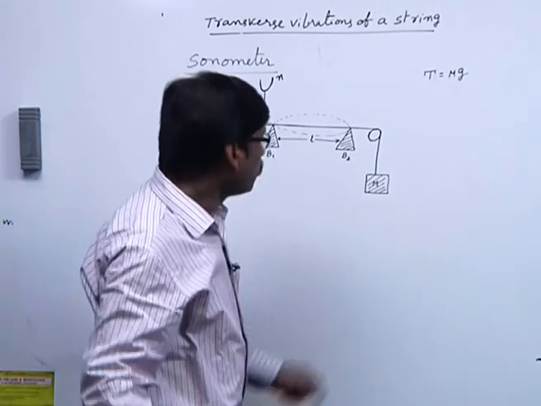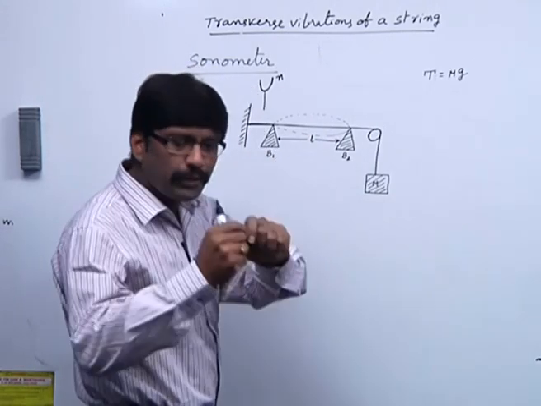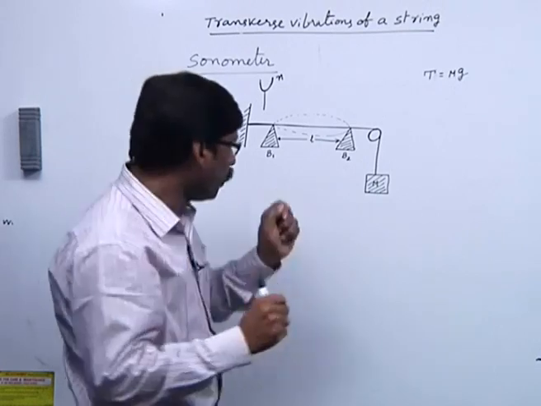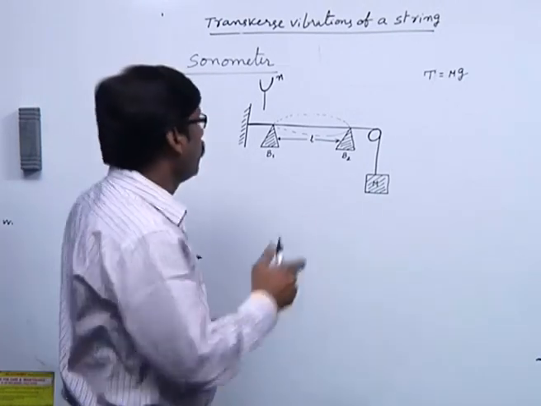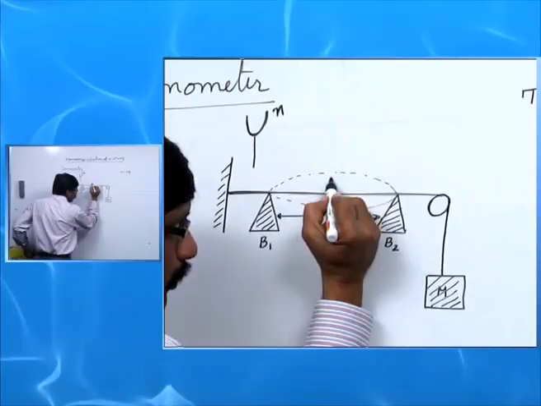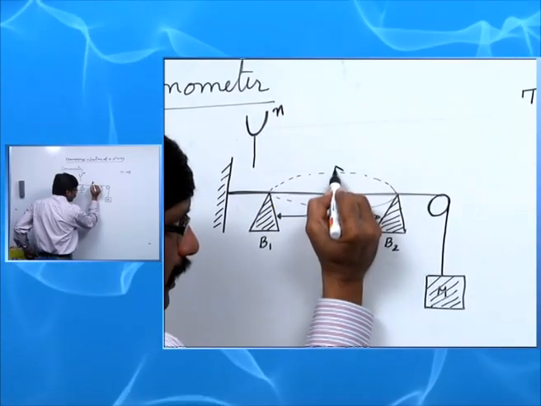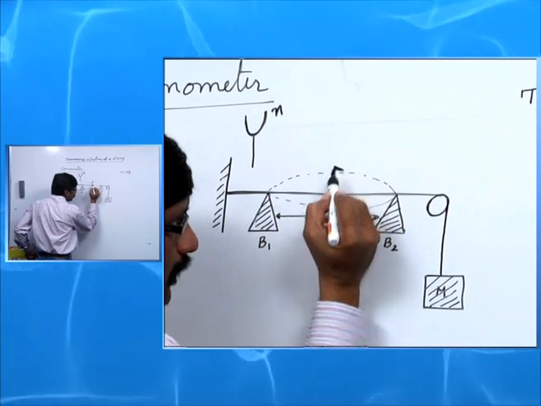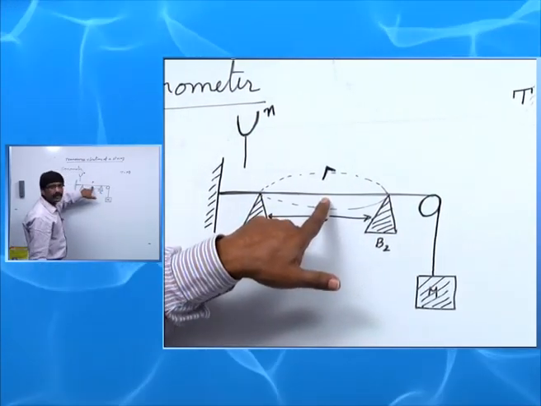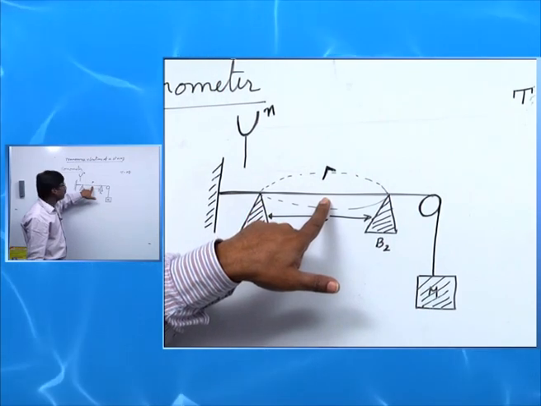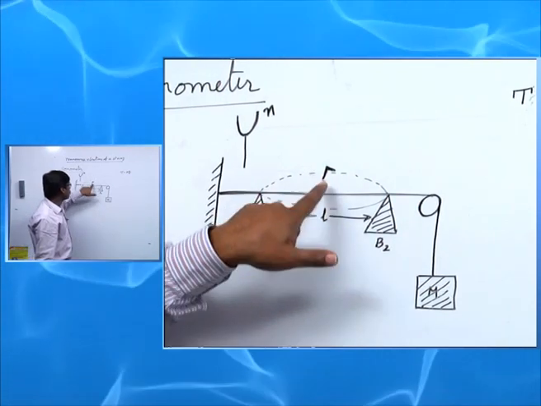How do you find the resonance? Take a small piece of paper, bent into a triangular shape. Keep it at the center, because at the center the position of the antinode and maximum amplitude will be at the center.